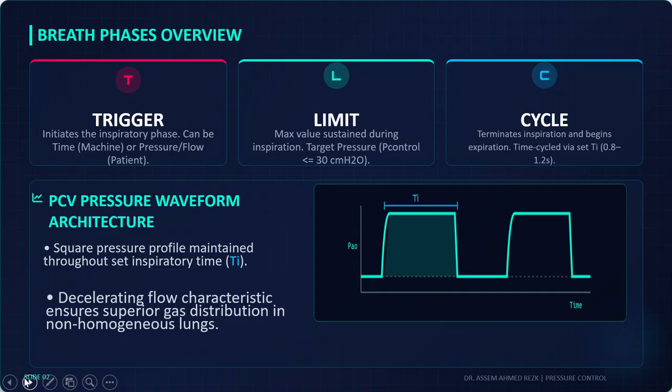Pressure control pressure waveform: here it is an even square wave, square form, or decelerating form. The decelerating form, in a non-homogeneous lung, is better to distribute the air throughout the diseased lung.